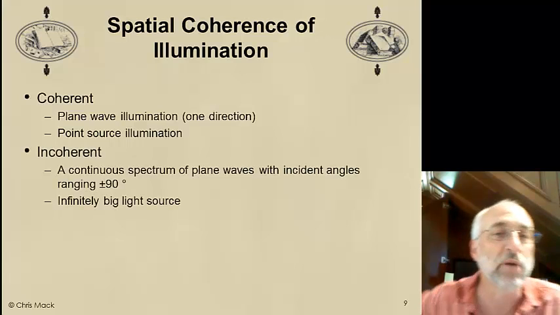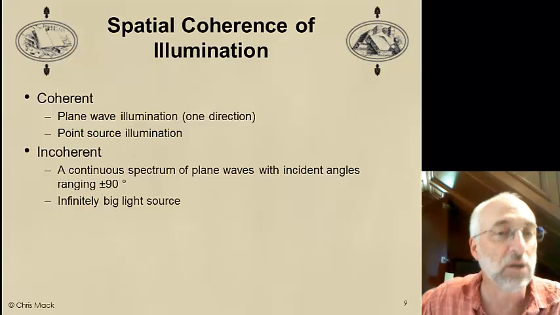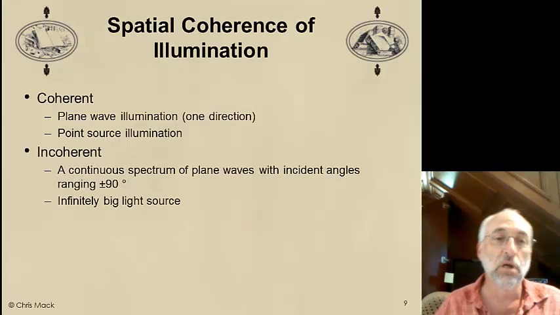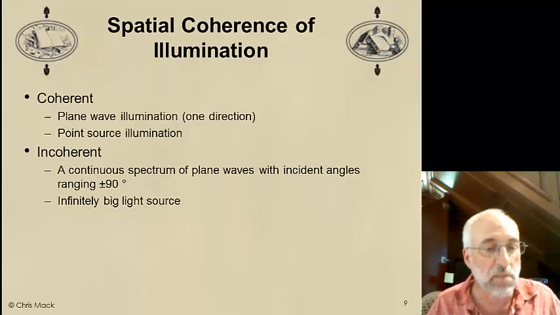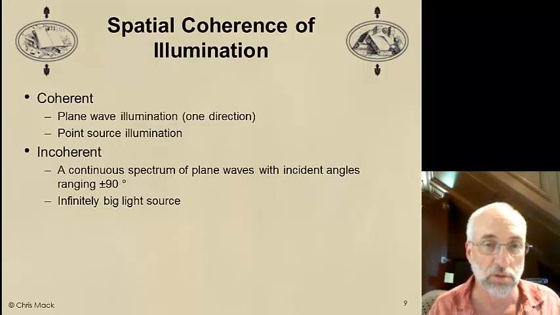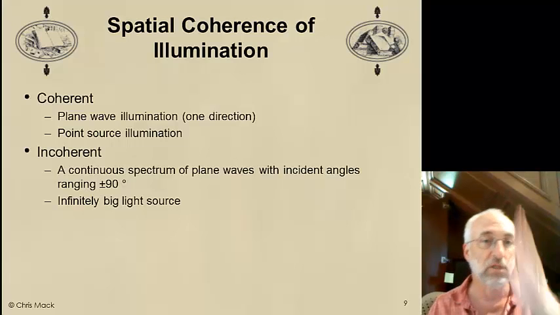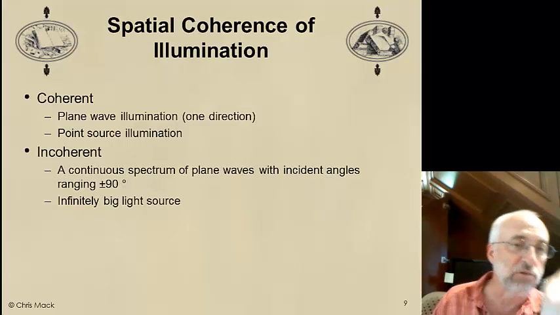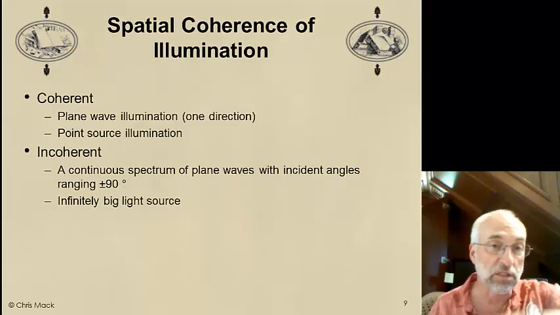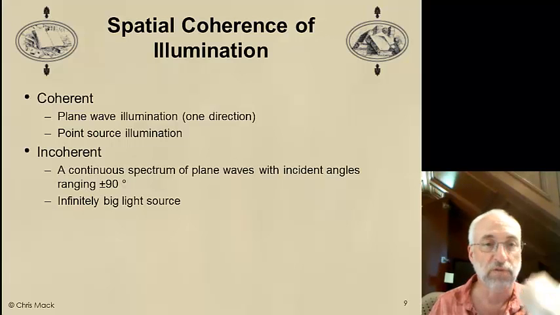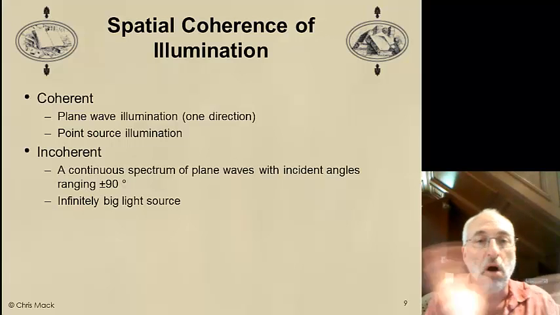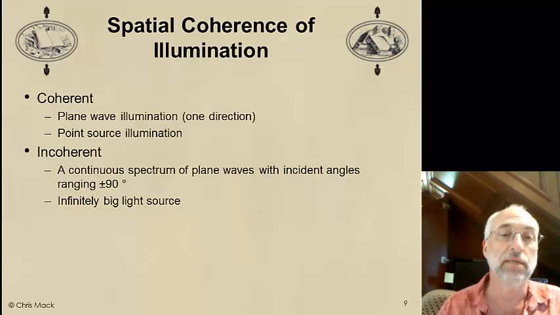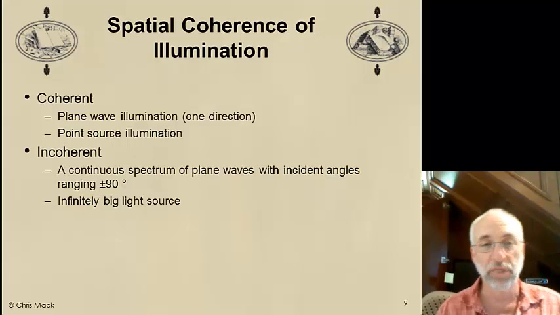Now, what's the opposite of coherent illumination? Incoherent illumination. What is incoherent illumination? It means the light hits the mask from all possible directions. That is, instead of just normally incident, I get light from plus and minus 90 degrees hitting the mask. Of course, not just left to right, but also front to back. A cone of all possible angles. We call that incoherent illumination.